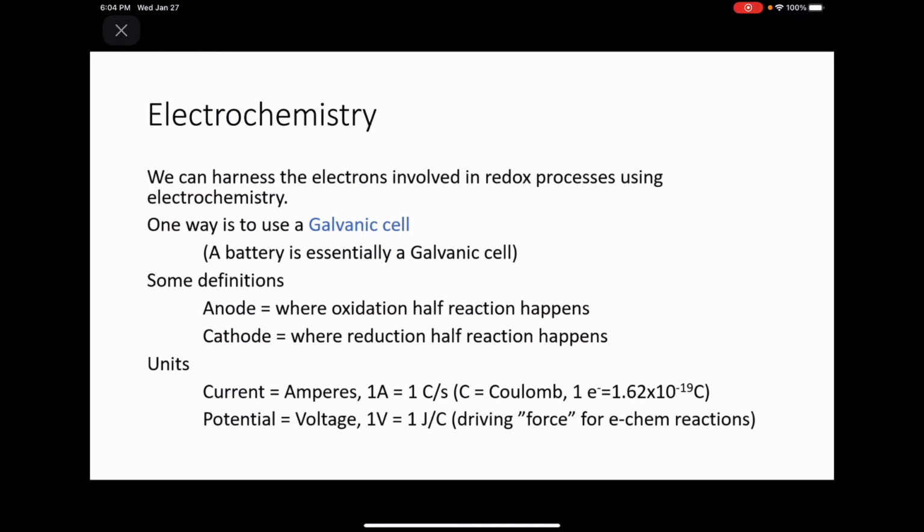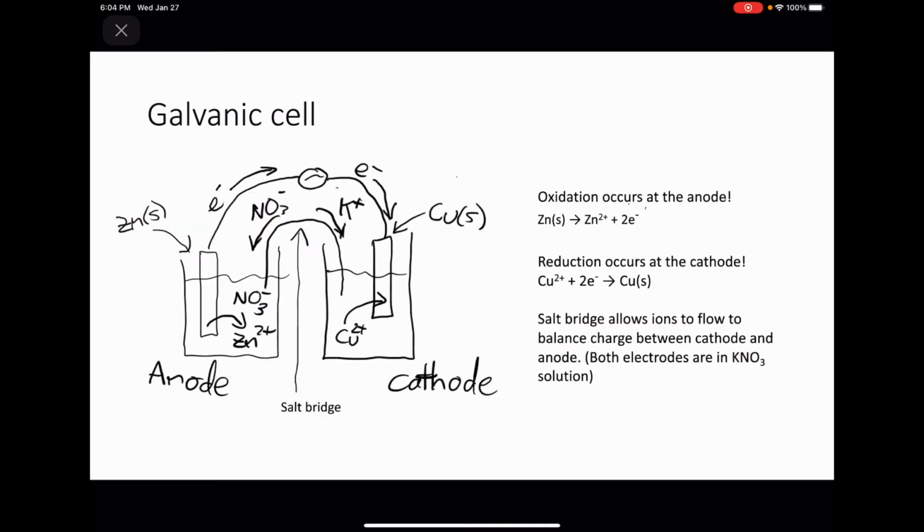And then the other unit we're going to deal with would be potential, which is voltage. Okay, so potential is the driving force behind electrochemical reactions, or driving force behind a battery, if you will. And a volt is a joule per coulomb, okay, in terms of units. All right, so let's look at a galvanic cell.